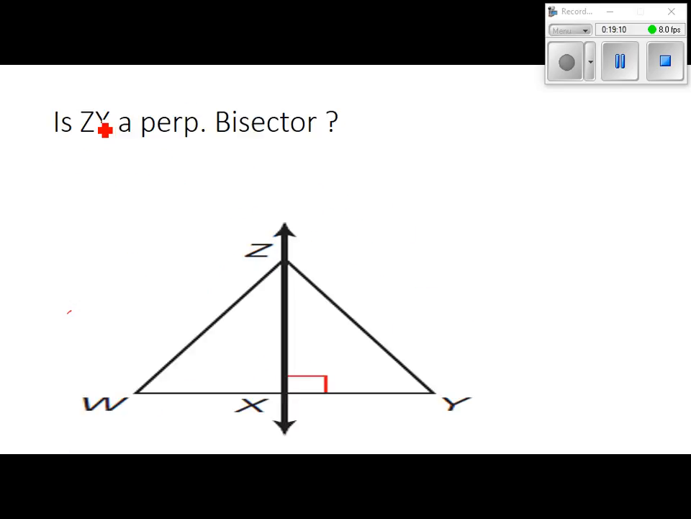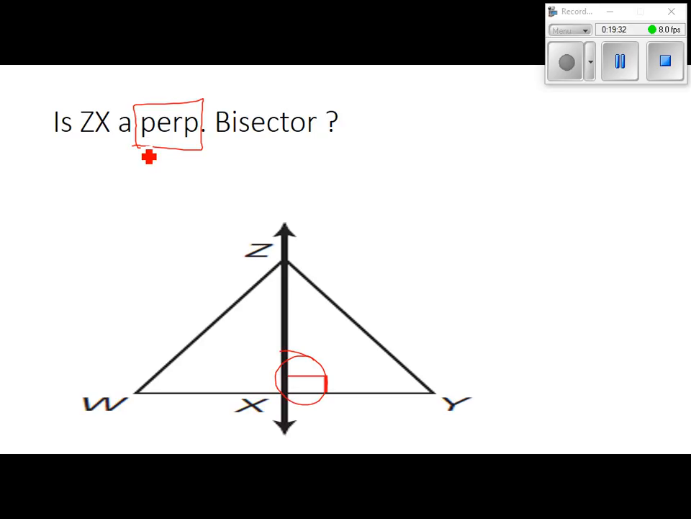Is ZX a perpendicular bisector? Yes. Why? It makes a 90-degree angle. It's got a 90-degree angle right there, so does that make it a perpendicular bisector? It could be WY. It does have the perpendicular part, but it doesn't bisect. It's going to go all the way through.